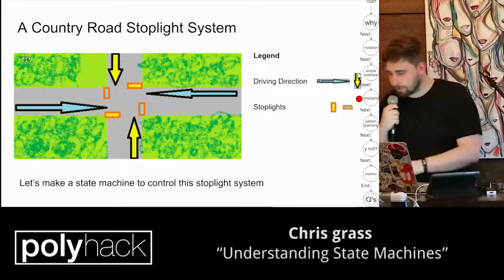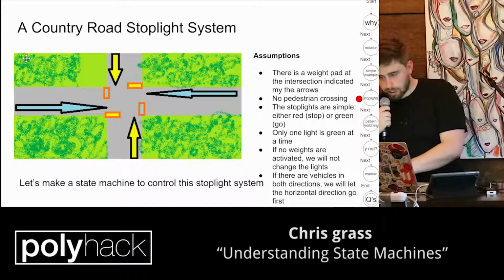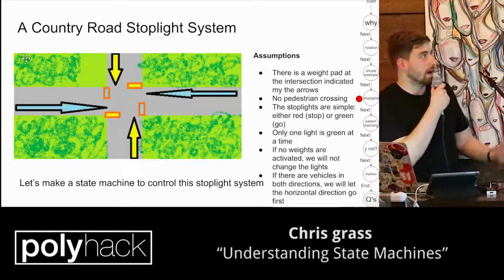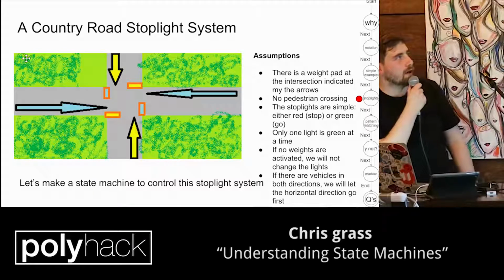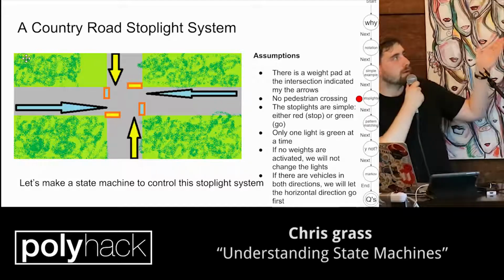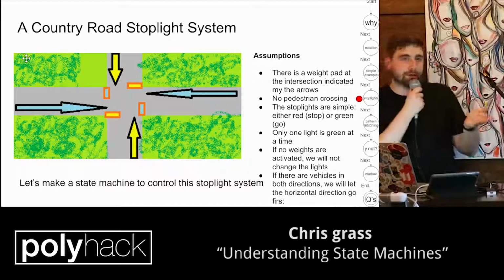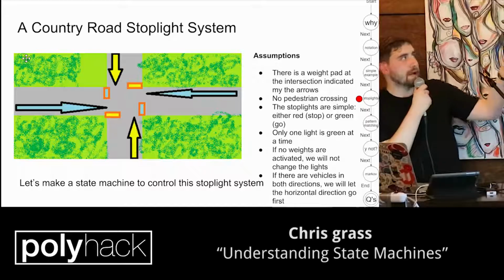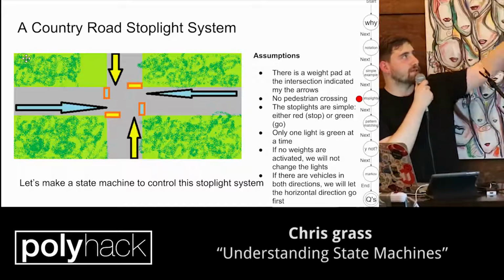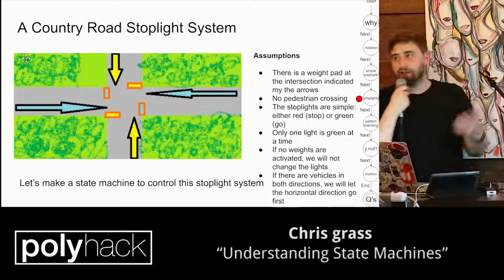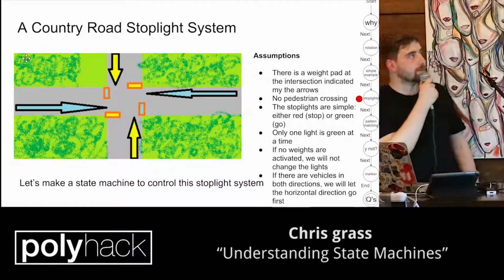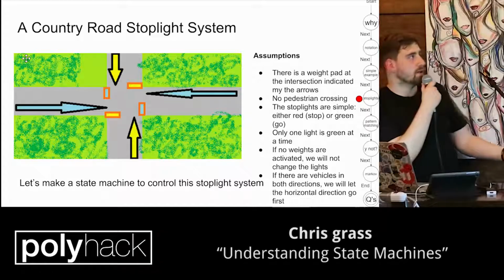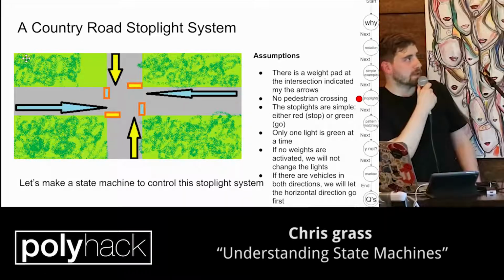So let's make a state machine for this. But first, I want to tighten this up a bit so we know exactly how to go through it. How do we know which stoplight should be green, which one should be red? There's going to be a weight pad at the intersection. At the tip of each arrow, there will be a weight pad. If a car is there, it'll trigger an event and say, hey, there's a car here. There's no pedestrian crossing, so there's no complexity there.